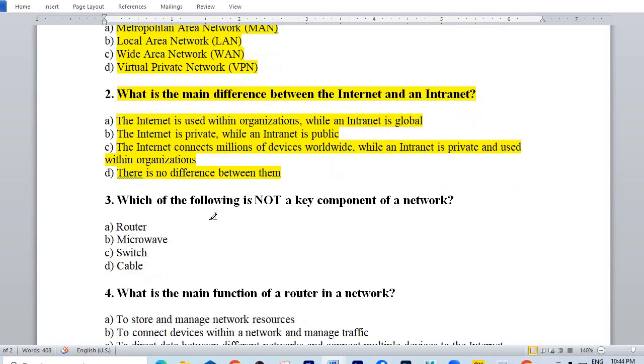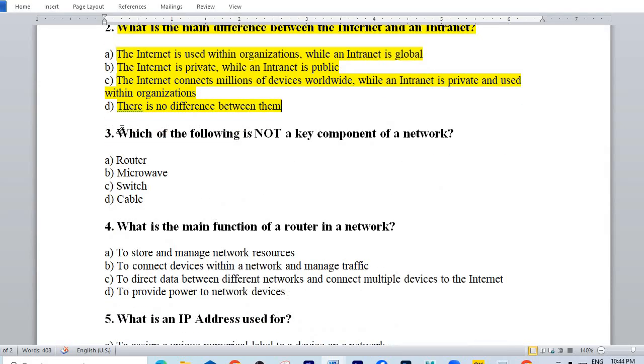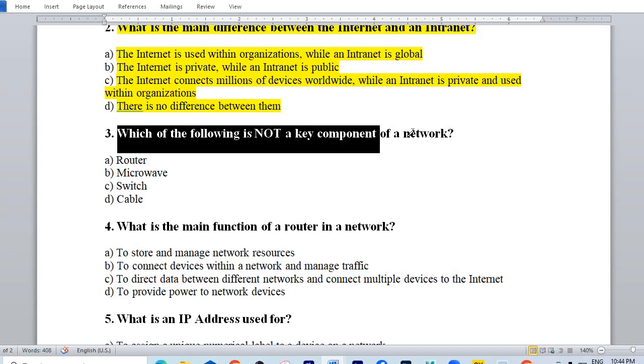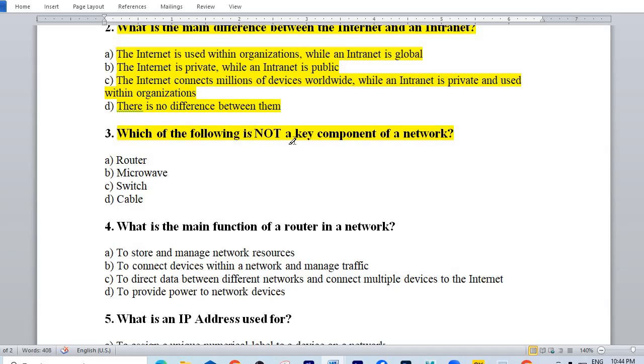Question number 3. Which of the following is not a key component of a network? A. Router. B. Microwave. C. A switch. D. Cable.